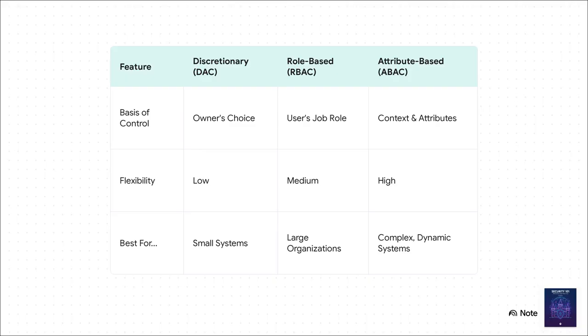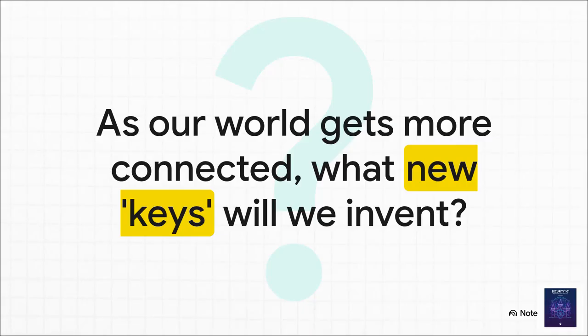You can really see the trend toward more and more granular control. And that brings us to our final thought. We've journeyed from individual keys to job-based key cards to these hyper-intelligent, context-aware systems. But as our world gets even more connected, with AI, Internet of Things, and technologies we can't even dream of yet, it leaves you wondering, what new kinds of keys are we going to have to invent to keep our digital kingdom secure?